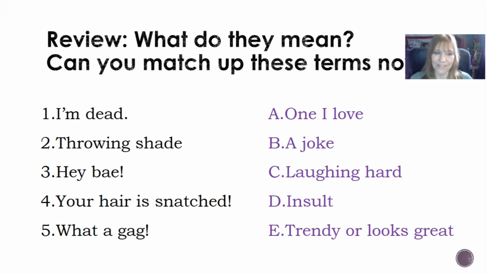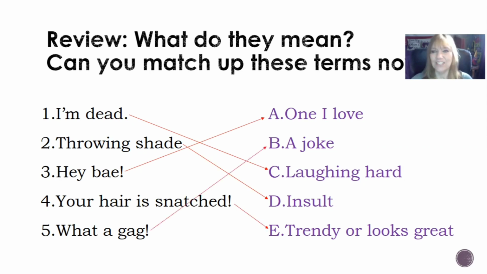Let's check your answers. Okay, so I'm dead. What's it mean? It means laughing hard. Throwing shade. What's it mean? It means insult. So throwing shade means to insult someone, right? Hey, bae. That's the term that you're going to use for one that you love. Your hair is so snatched: it looks trendy or it looks great. And what a gag: a joke or unbelievable thing.